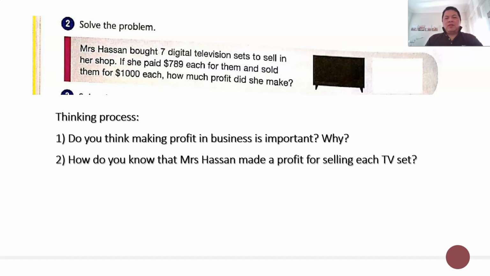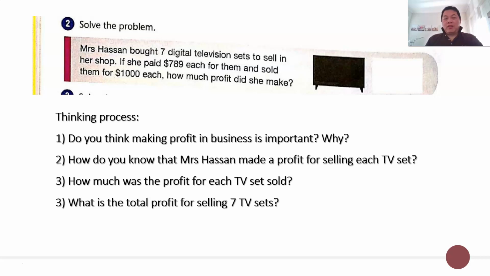So how do you know that Mrs. Hassan makes a profit for selling each TV set? How do we know? Quite obvious, isn't it? She bought it at $789 and sold it off at $1,000. So the difference is actually the profit. Do we know how much the profit is for each TV set? Can we find out? And then can we find the total profit for selling 7 of the television sets? You work it out on your own, find the answer. It's quite straightforward.